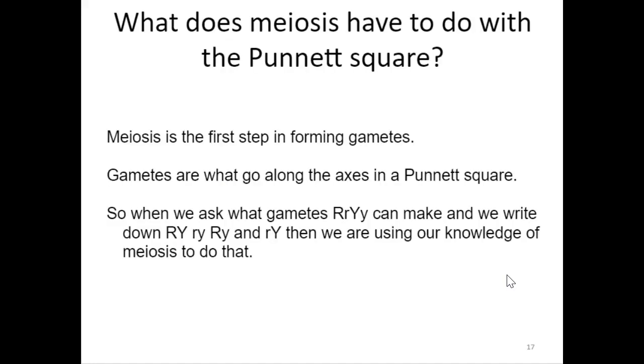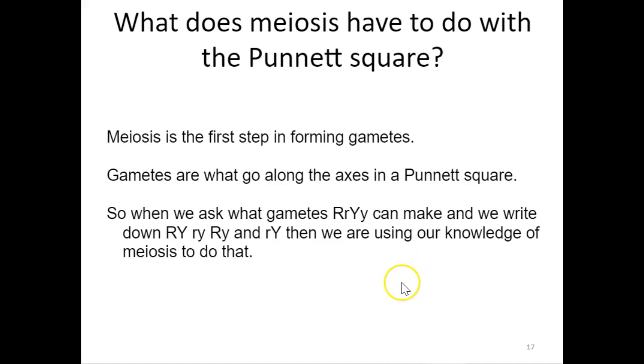So what does meiosis have to do with the Punnett square, which is a tool that we use to model offspring and what they could look like, what the probabilities of different kinds of offspring are in eukaryotic genetics problems? Well, meiosis is the first step in forming gametes. And gametes are what go along the axes in a Punnett square.